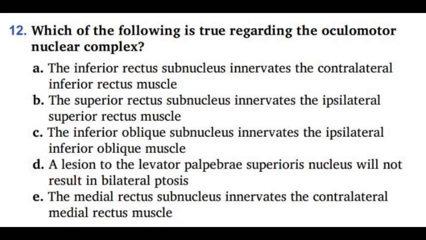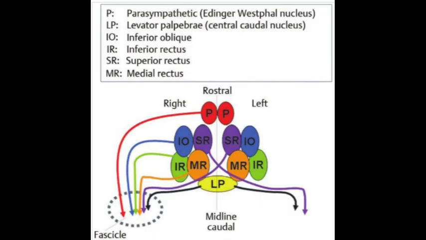Okay, so for question 12, which of the following is true regarding the oculomotor nerve nuclear complex? Before we even dive into the options, let us first talk about the oculomotor nerve nuclear complex. At the level of the midbrain, the dorsal midbrain, just at the back of the midbrain, we have the superior colliculi. There are actually two of them, so superior colliculus. And in each colliculus, we have something we call the oculomotor nerve subnucleus or subnuclei.